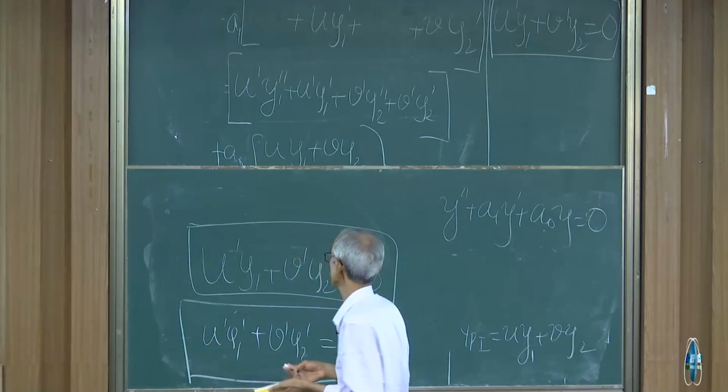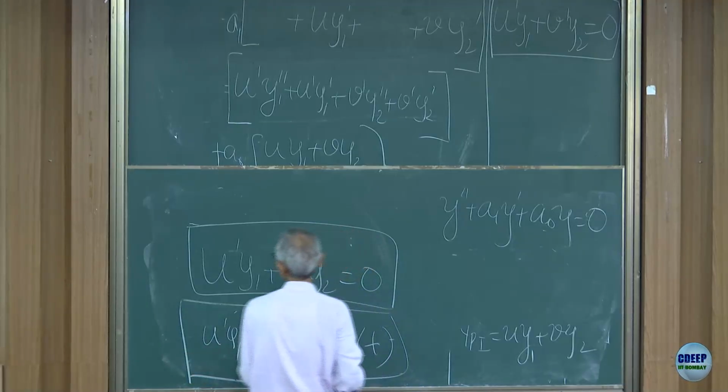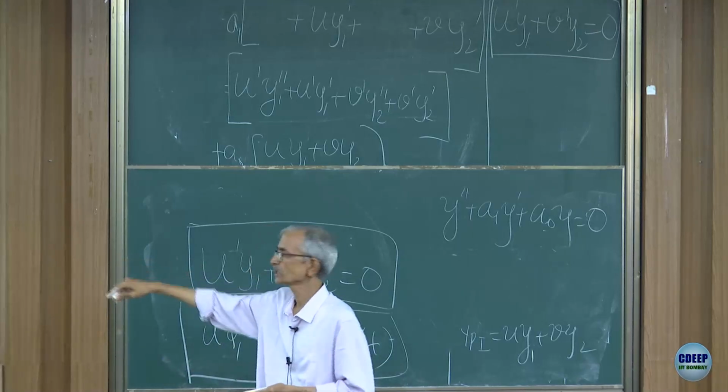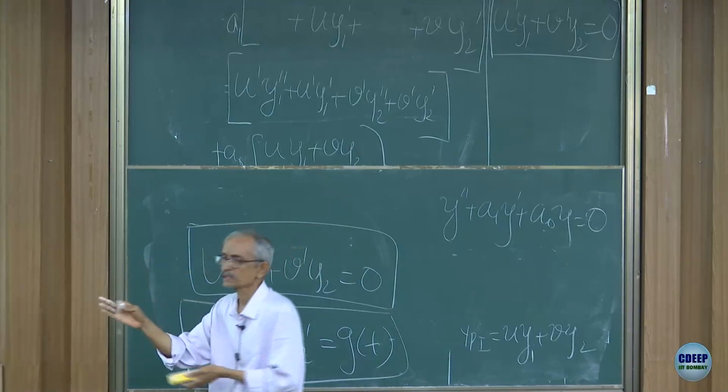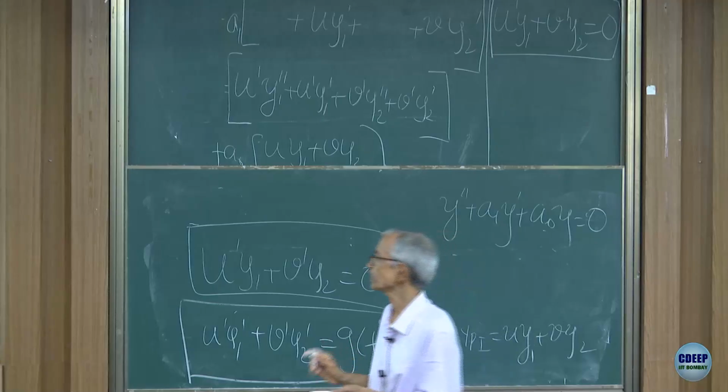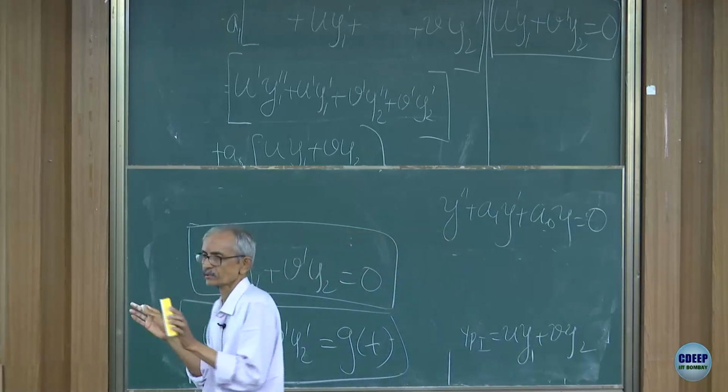What am I looking for? I'm looking for u and v, and u prime and v prime I have just established. So I can just go ahead and integrate these guys and get the solution. Okay. So u and v, so this is a sure shot methodology.